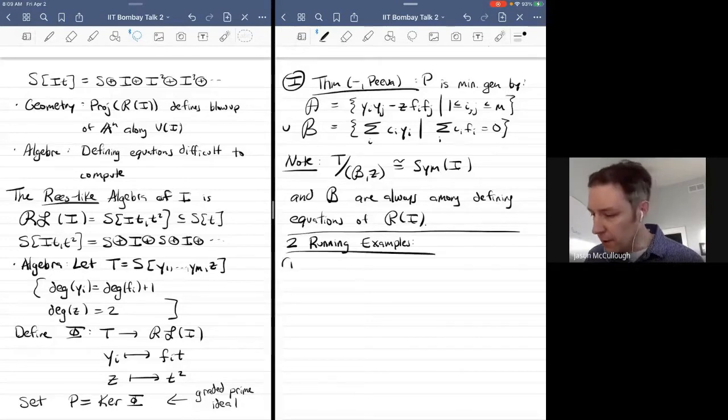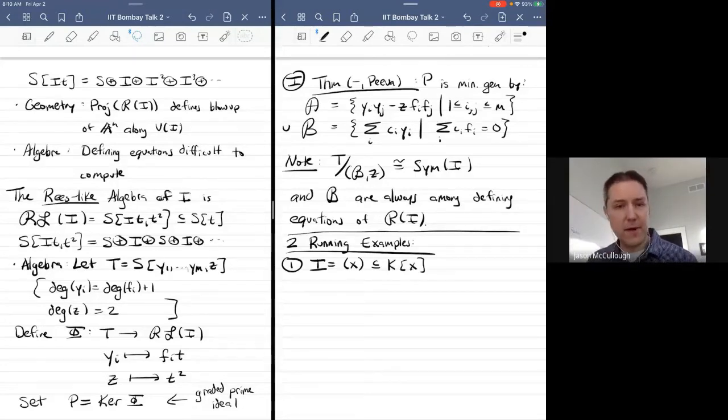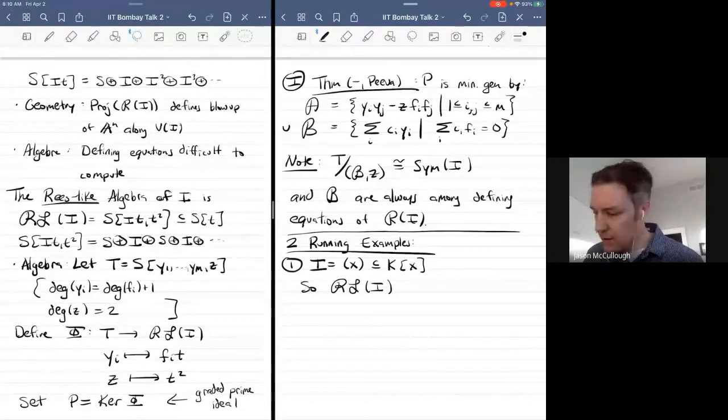So example number 1 is in some ways simple, but it was also very much a motivating example for us. So let's just take a principal ideal generated by a single variable in a one variable polynomial ring, about the simplest possible setup you could ask for. So the Rees-like algebra of this ideal, I could think of as k adjoin x, xt, t squared.